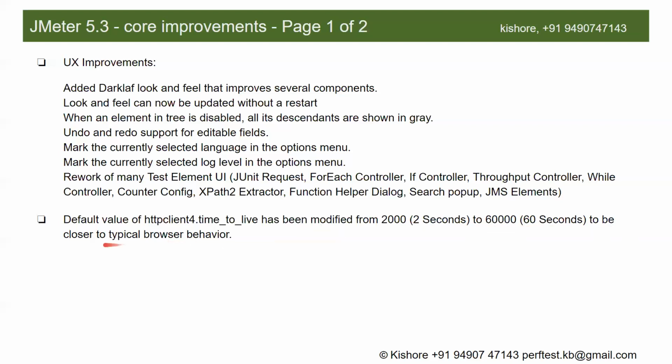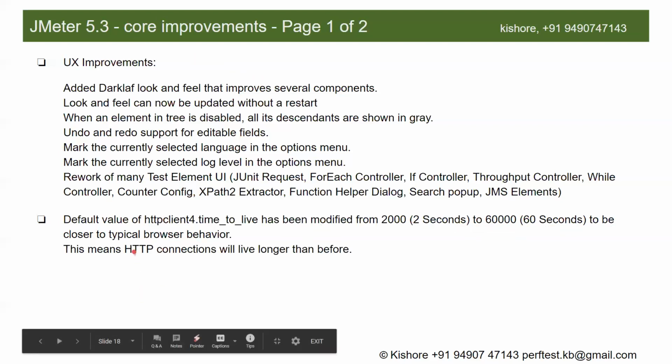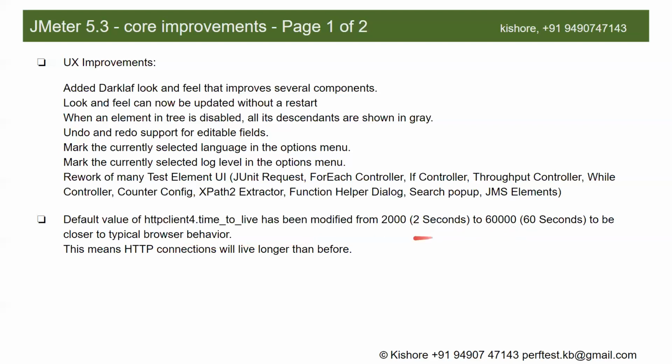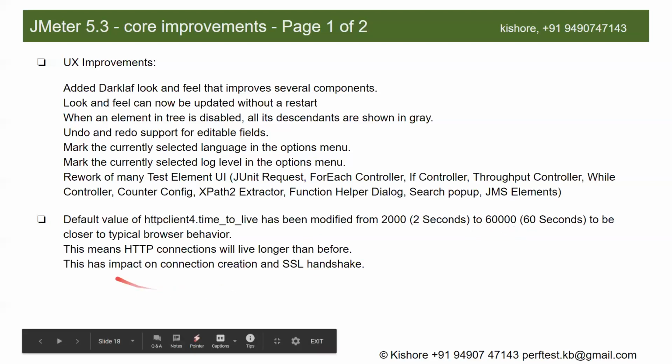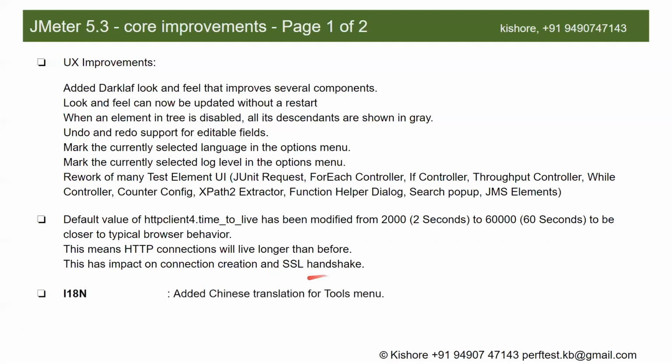So this is to closely simulate the browser behavior. This is a very important, significant feature that JMeter has added in the 5.3 version. This means HTTP connections will live longer than before. Previously it used to be 2 seconds, whereas now HTTP connections will stay alive for 60 seconds. And eventually it impacts the connection creation and SSL handshake.